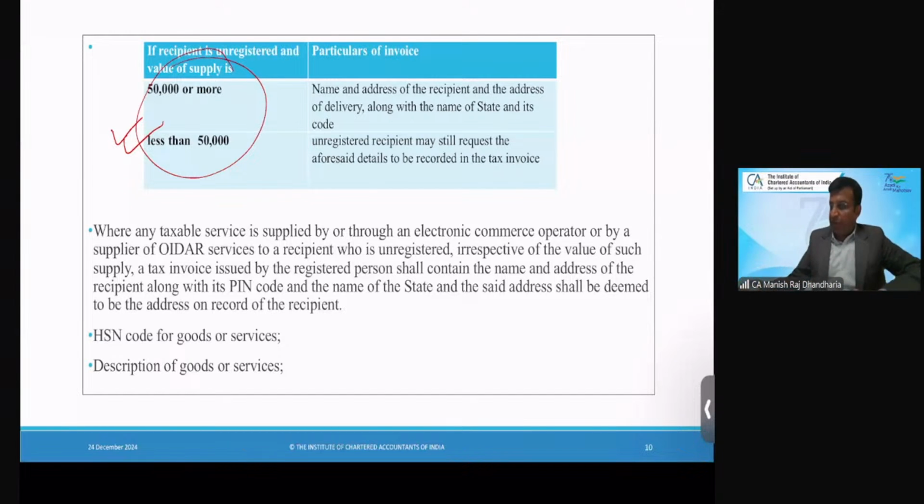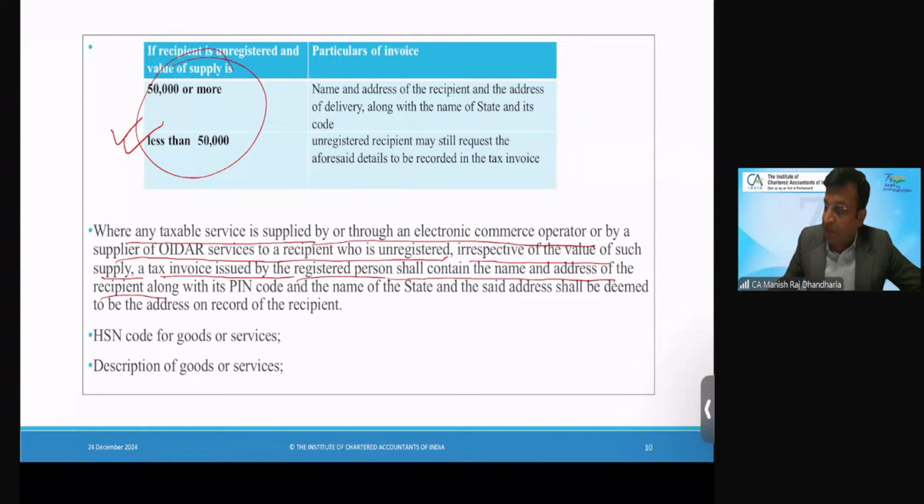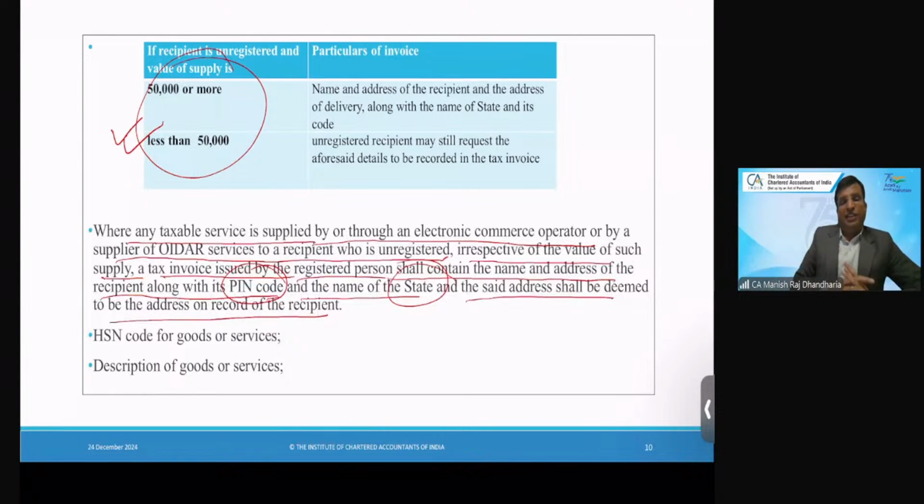Fine. Let us read this point. Where any taxable services is supplied by or through e-commerce operator or by a supplier of OIDAR services to a recipient who is unregistered. ठीक है, अगर recipient unregistered है, irrespective of the value of such supply, tax invoice issued by the registered person shall contain the name, address of the recipient and name of the state, and the said address shall be deemed to be the address on record of the recipient. तो ये address on record माना जाए. पिन कोड और स्टेट हम लोग को चाहिए, और यहां पे लिखा है irrespective of value, कोई भी वैल्यू हो. अब यहां पे कोई बोल सकता है कि सर आपने पहले कहा था कि 200 से कम का कोई वैल्यू है, there is no need of invoice.